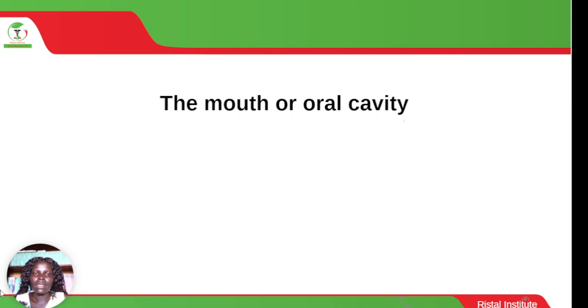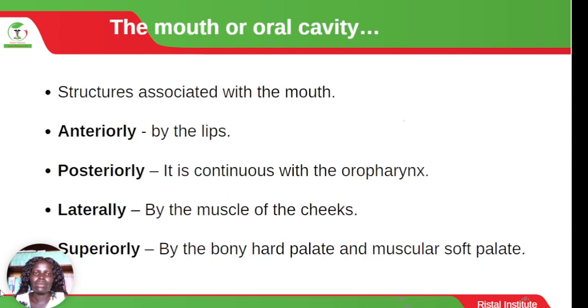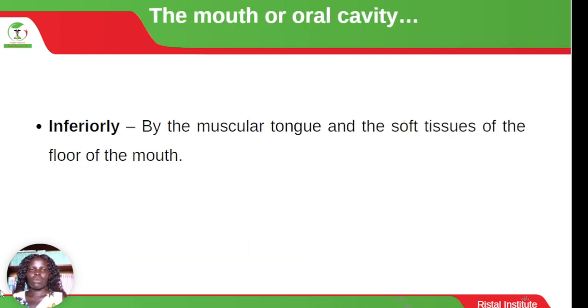Let's start by looking at the mouth or the oral cavity. The mouth or oral cavity. Structures associated with the mouth include, anteriorly, the lips, posteriorly it is continuous with the oropharynx, laterally the muscle of the cheeks, superiorly the bony hard palate and the muscular soft palate, and inferiorly the muscular tongue and the soft tissues of the floor of the mouth.